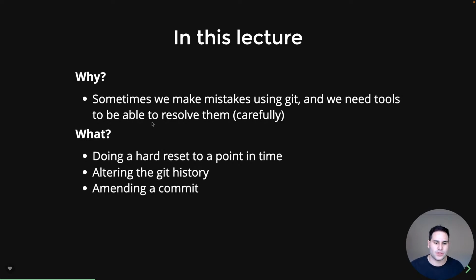So there's a few things that we'll be touching on. So resetting, and we'll break down the different types of resetting concepts that Git utilizes. And resetting is also related to altering the Git history. We'll talk about the Git history and what that means and what it means to edit it. And amending a commit. That one's actually a really helpful concept.